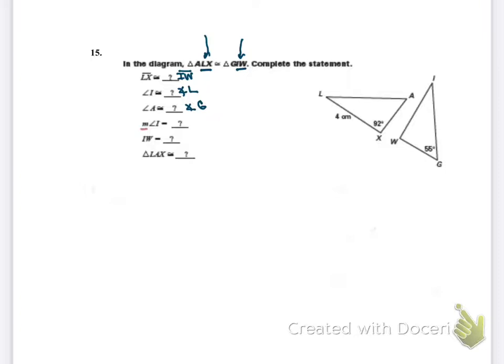Do you see this little m? That's saying the measure of angle I equals. So it doesn't want to know which one it's congruent to. It wants to know what its measurement is. And I look, and I don't have a measurement for I.